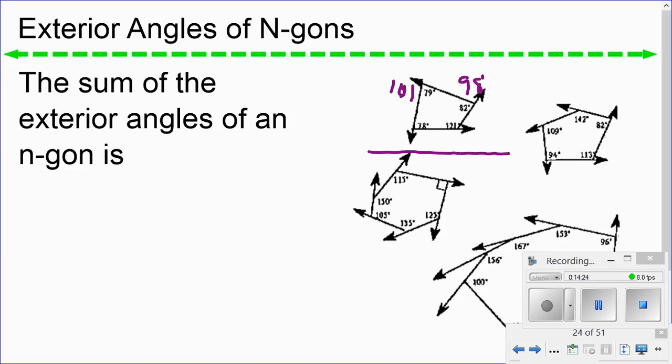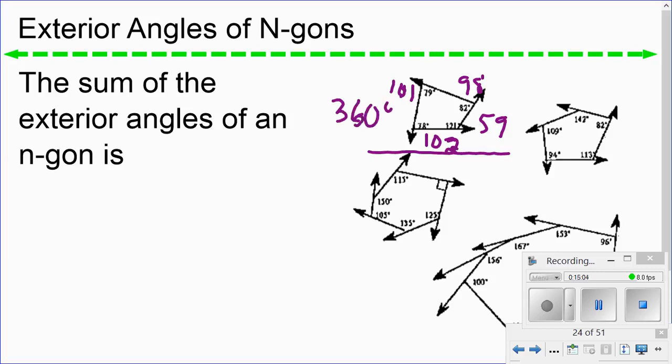Moving right along, 180 minus 121 will give me this one here, 59. Next, 180 minus 78, and that'll get me 102. And now I have all those exterior angles. So if I add those, 102 plus 101 plus 98 plus 59, I'm getting 360 degrees.